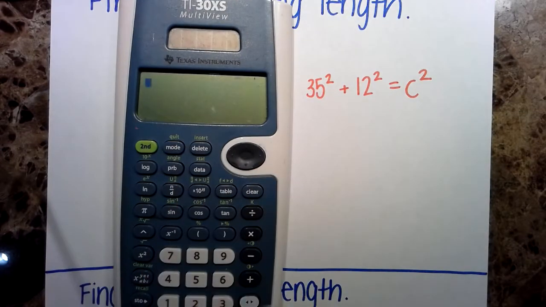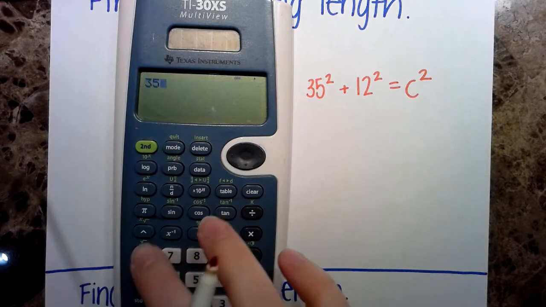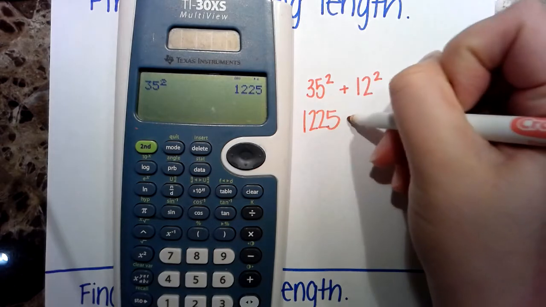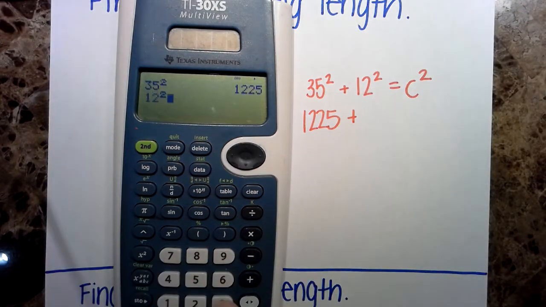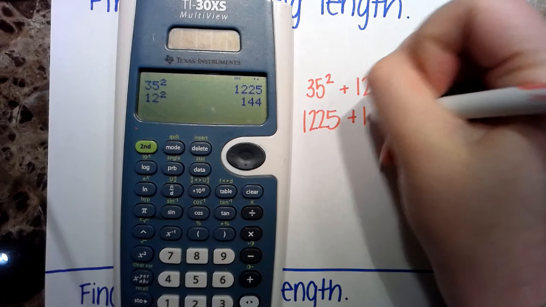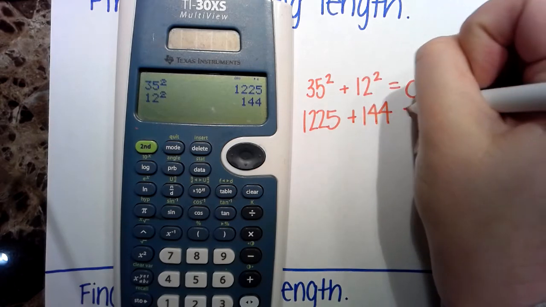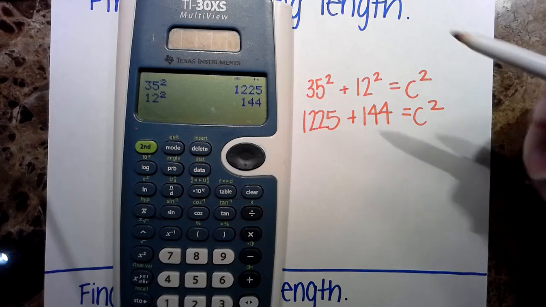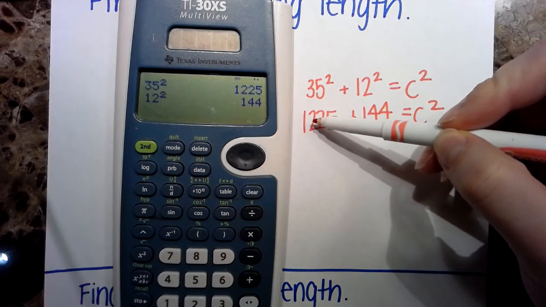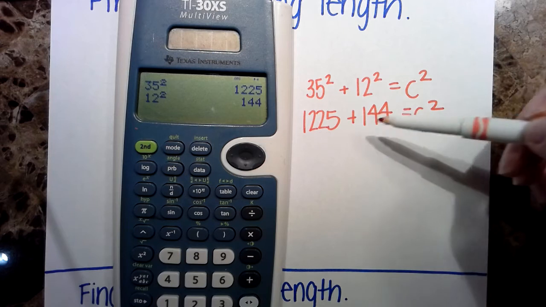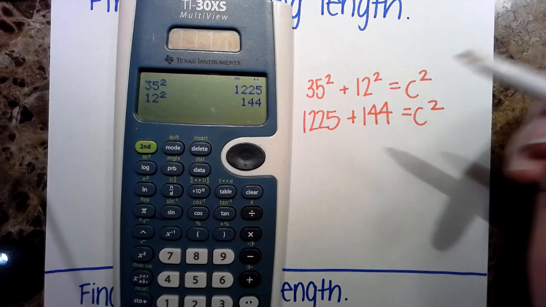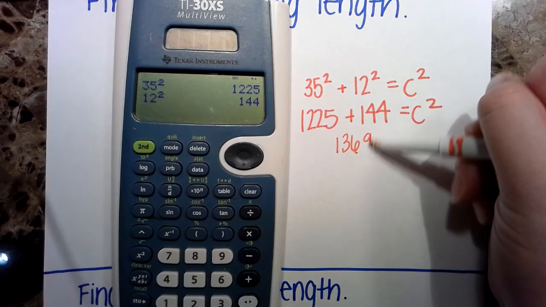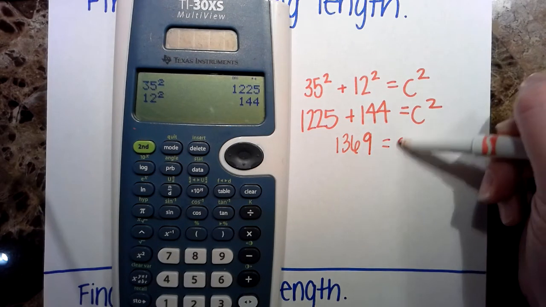I'm going to find out what 35 squared is. It's 1,225 plus, I'm going to figure out what 12 squared is, which is 144, equals C squared. Now what I'm going to do is add up 1,225 plus 144, and that's going to give me 1,369 equals C squared.